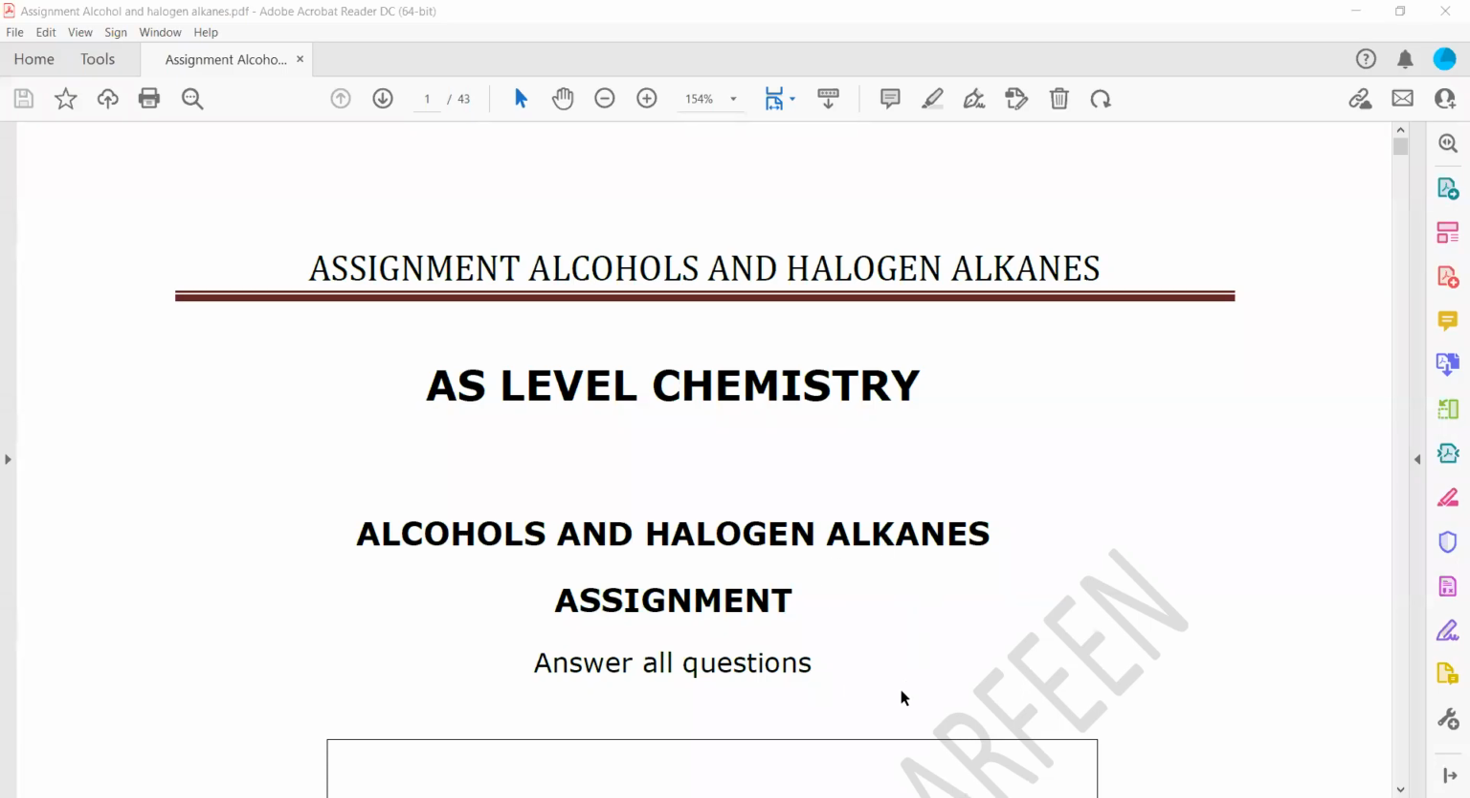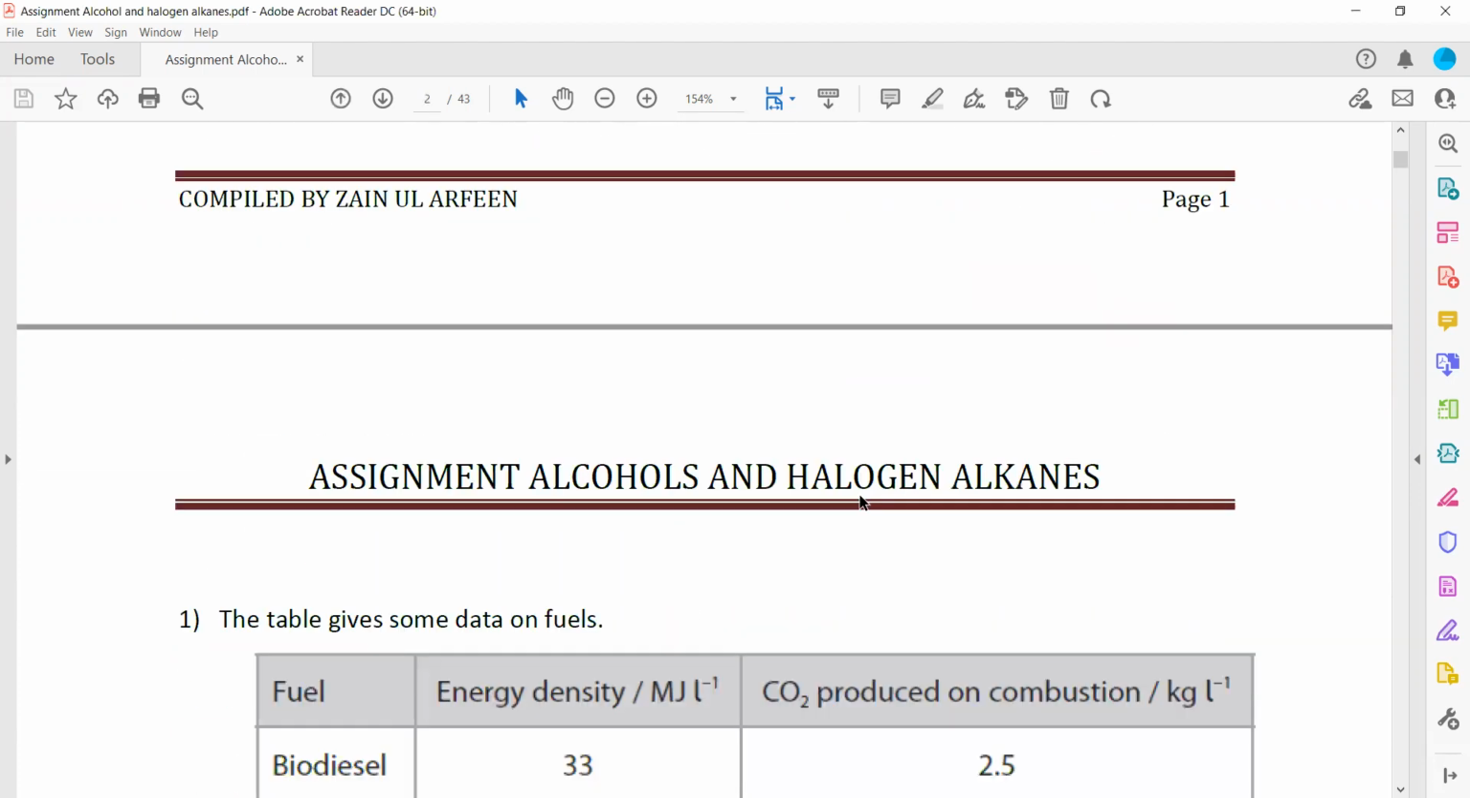So, the assignment on alcohols and haloalkanes, the Unit 2 topic. The doubts related to this: the first one is Question 3 part F1 and 2, or 3 part F. Question 3.